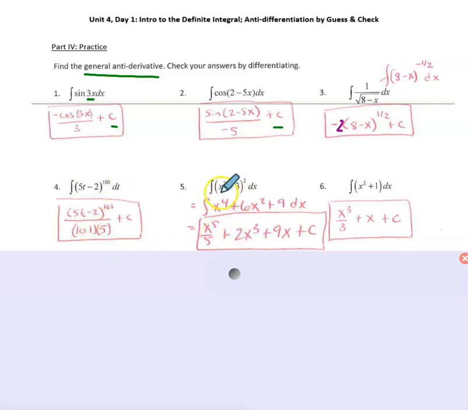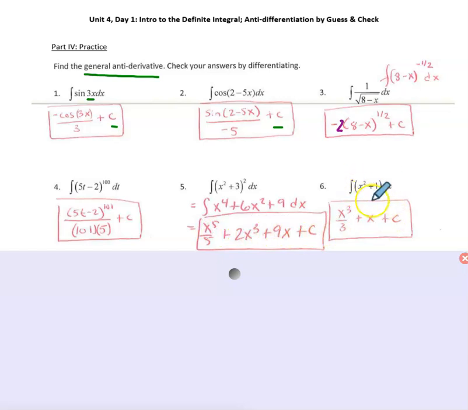Number 5, since the derivative of this inside function is 2x, you have to FOIL this out before you anti-differentiate. You are not permitted to just divide by a derivative if the derivative is not a constant. Since this derivative has a variable in it, you may not simply undo the power rule and divide by 2x. That is a no-go. So when you FOIL this out, you get x to the 4th plus 6x squared plus 9, and then you anti-differentiate each term using the power rule.